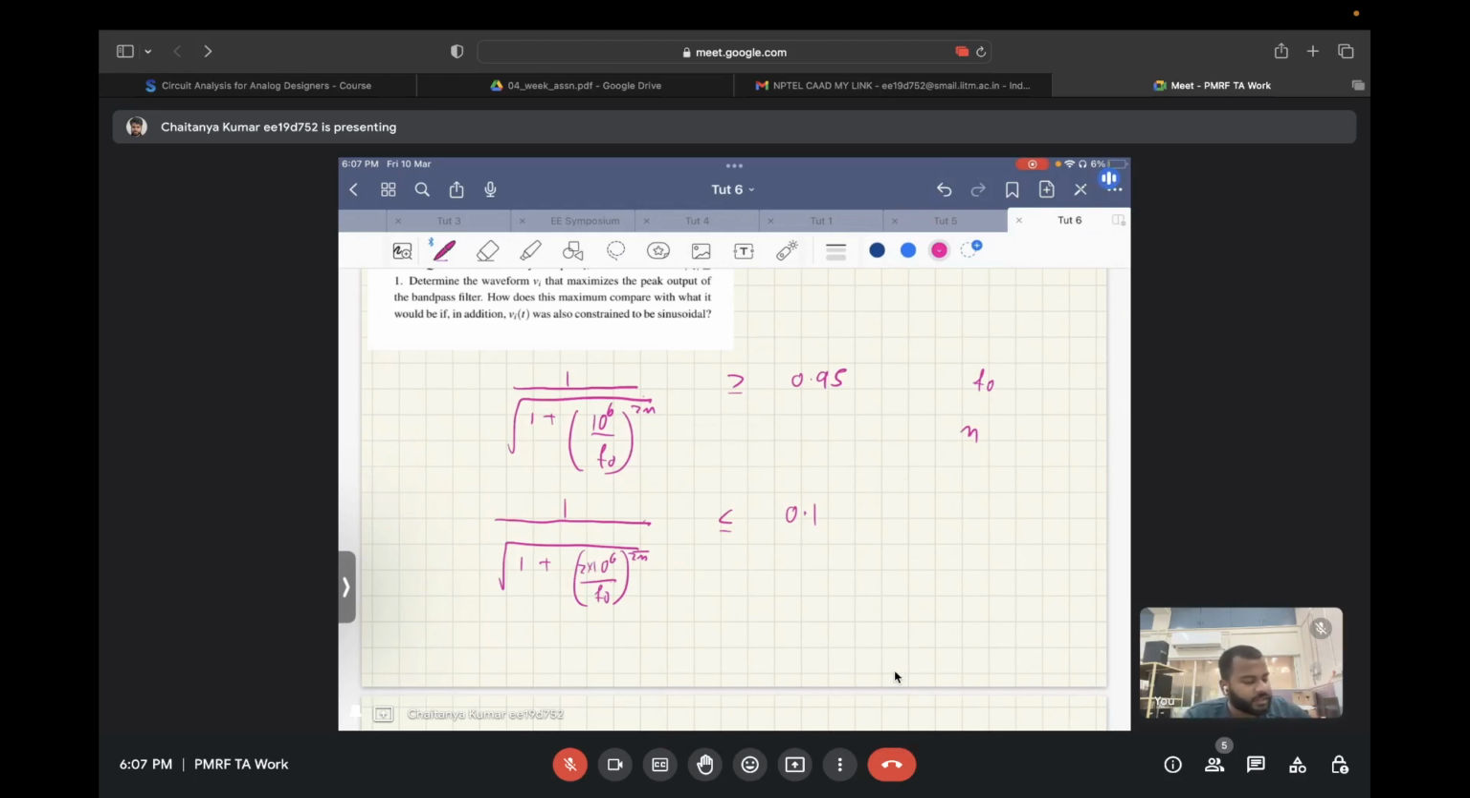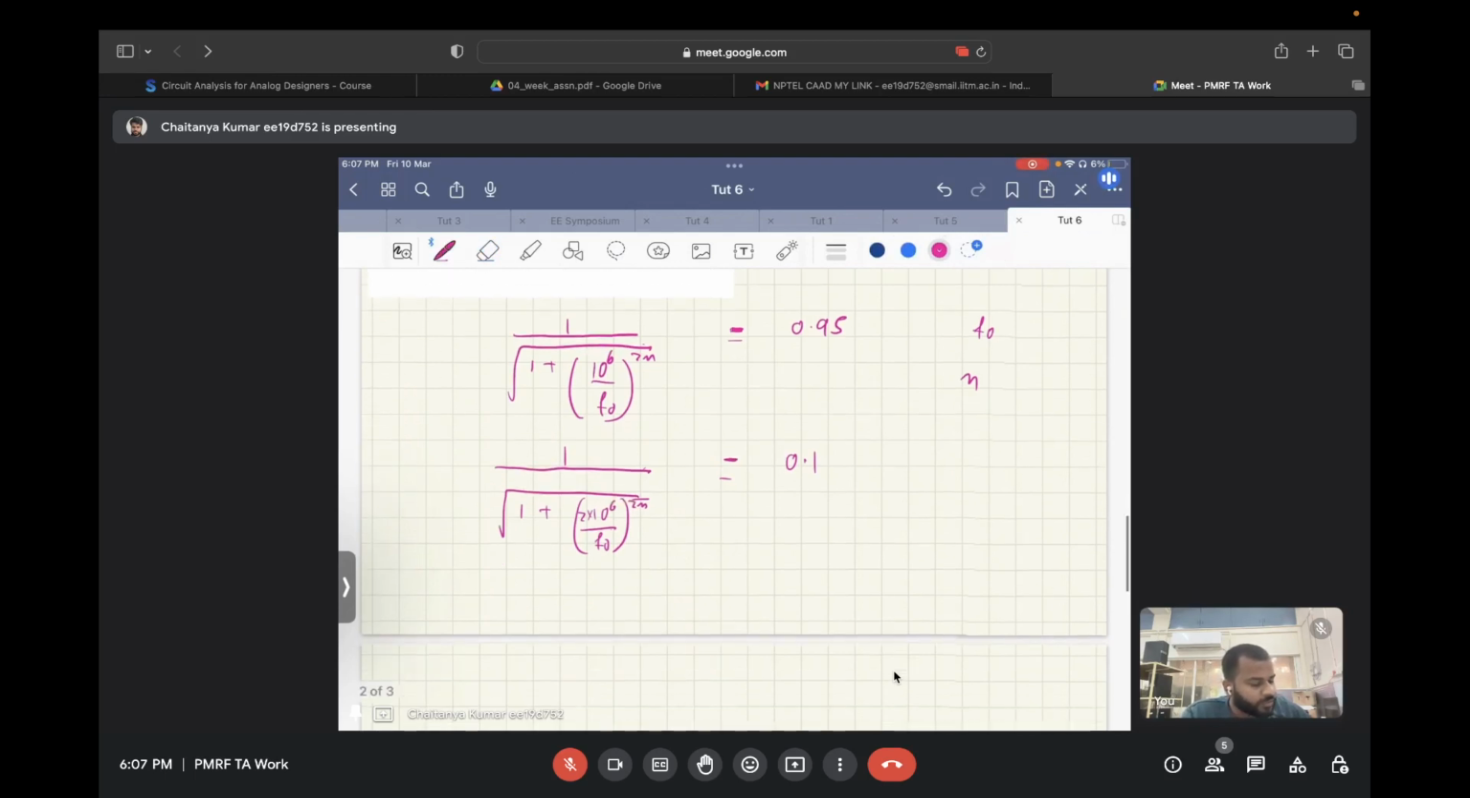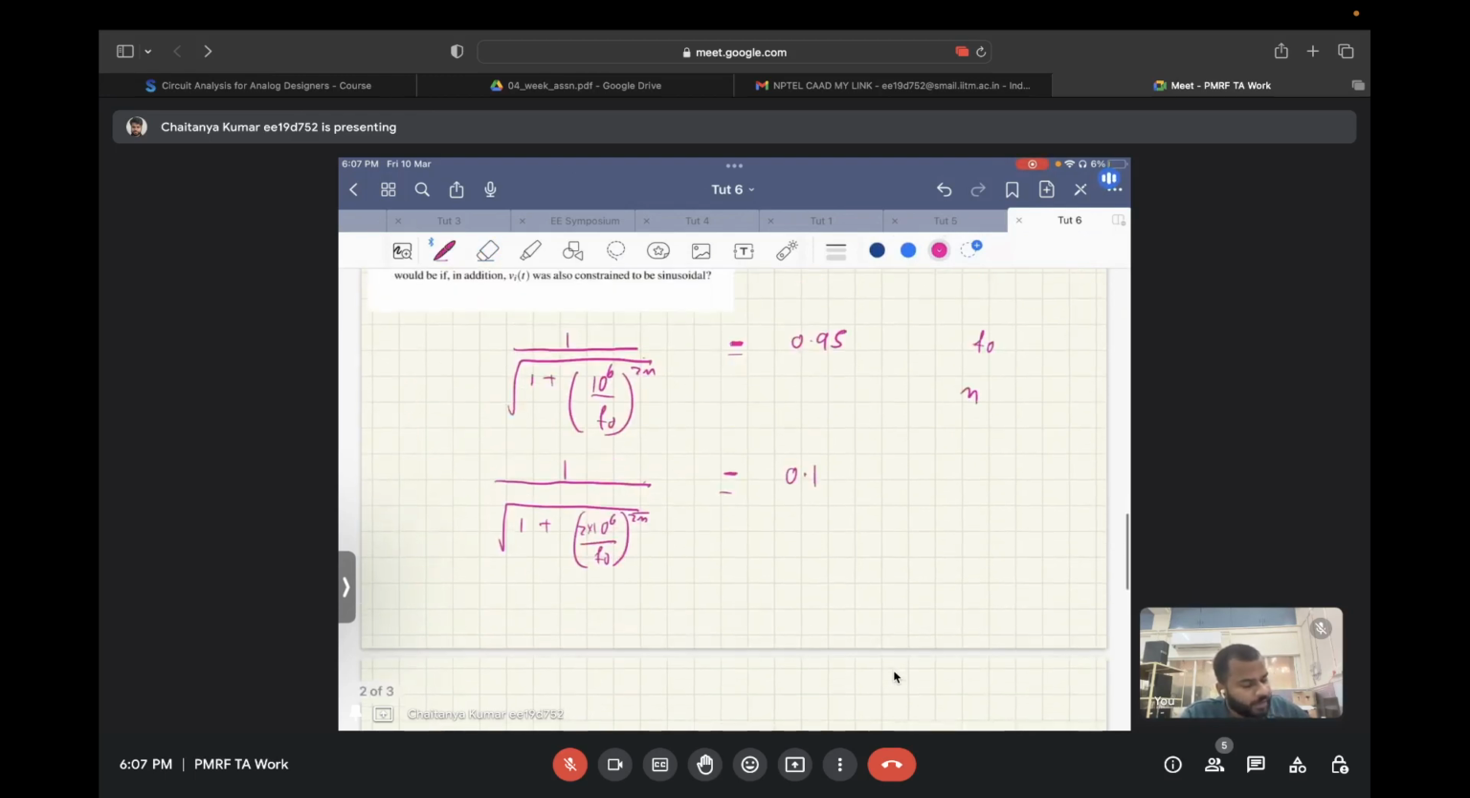So instead of having this inequality, we will have it as an equation. Let's say we will go for whatever minimum is possible, so we'll have it as an equation. Now we have two equations and two unknowns, so we will try to solve this. So what do we have?